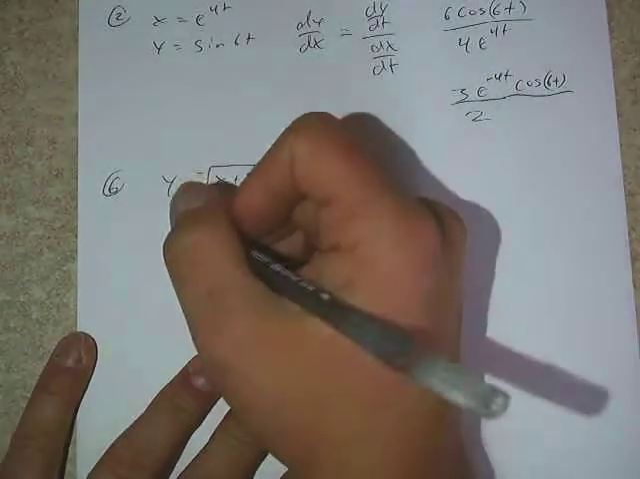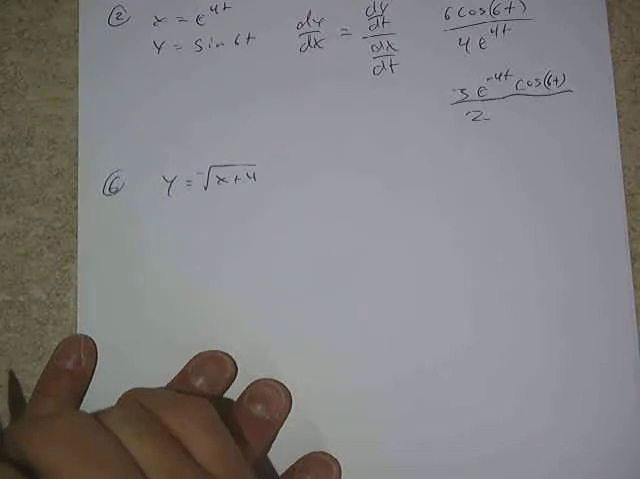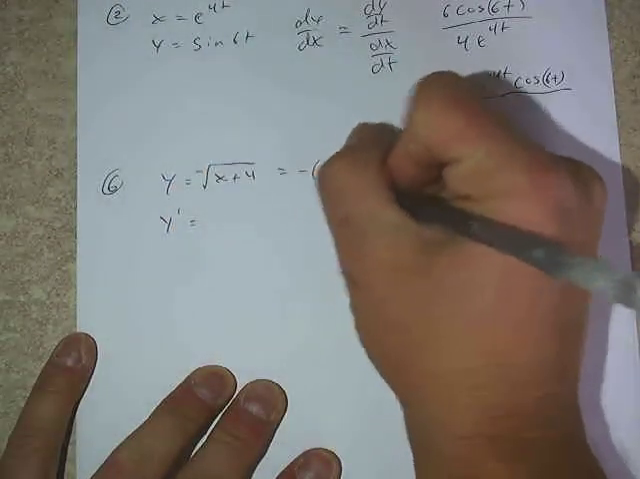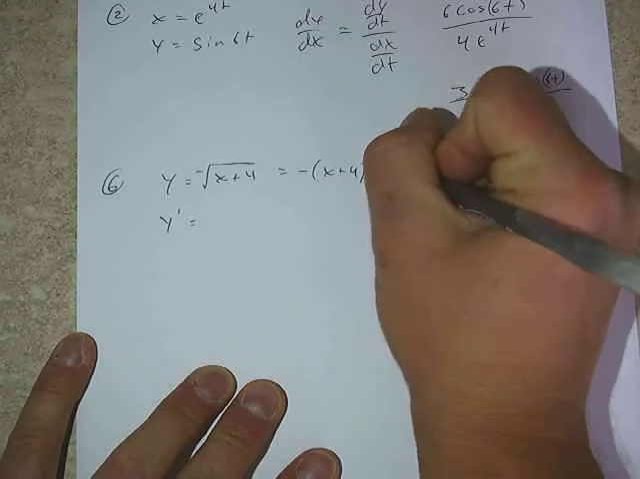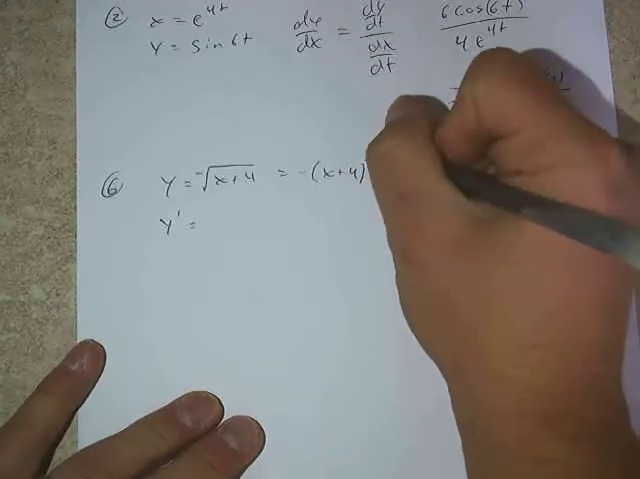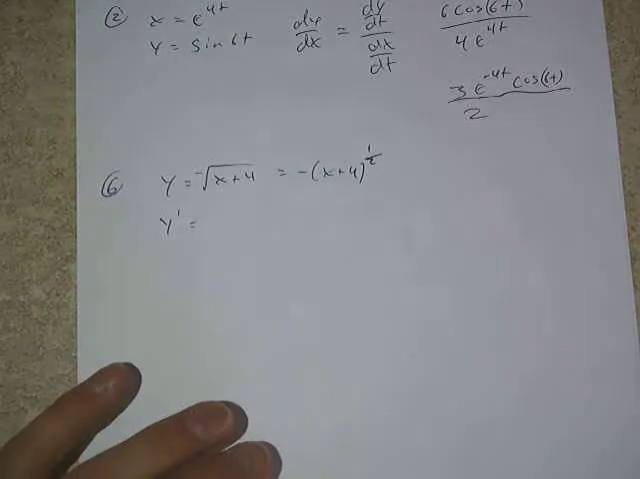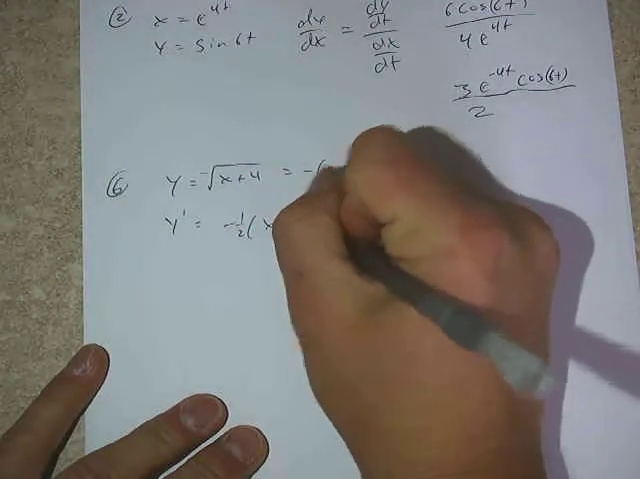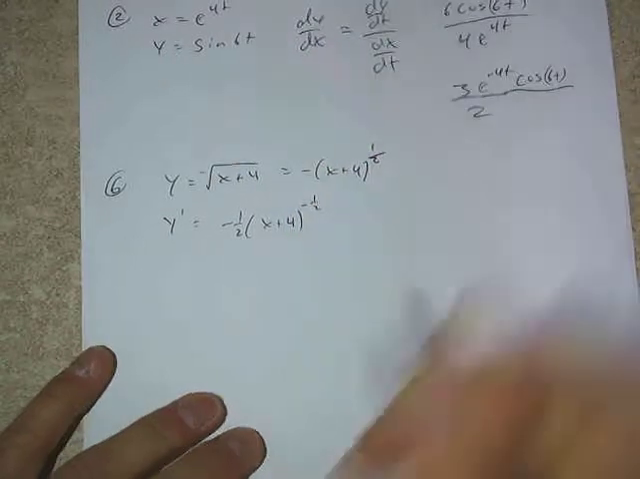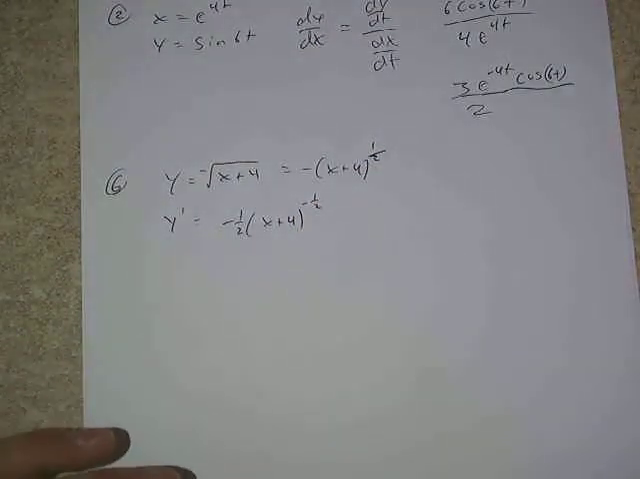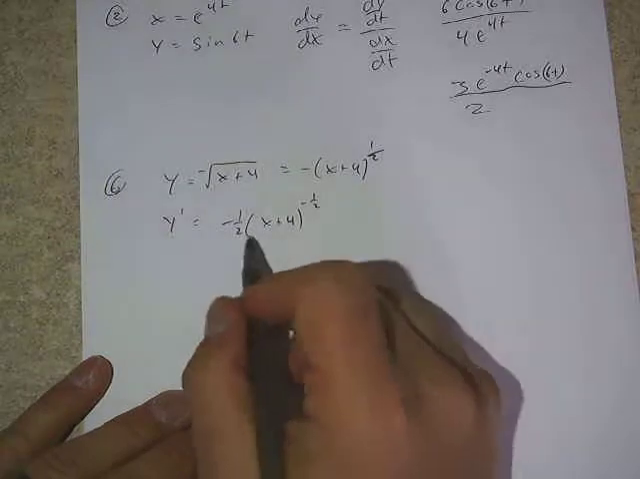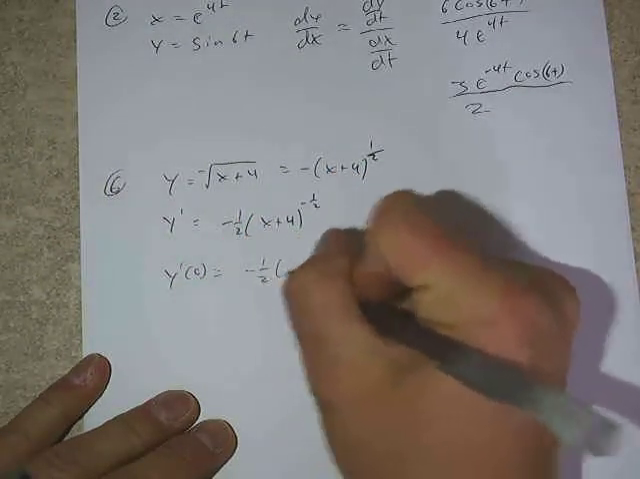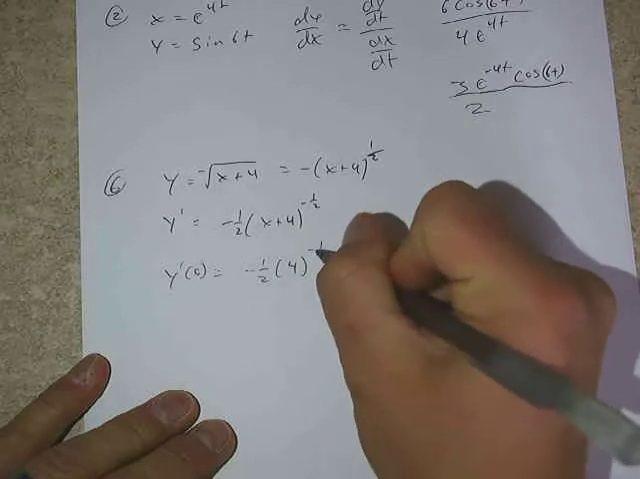On 6, we have the curve square root of negative x plus 4, and it says find the slope of the line that is normal to that curve at the point where x equals 0. So remember, normal lines and tangent lines are perpendicular to each other. So if we find y prime here, and we rewrite this as negative x plus 4 to the 1 half, write it as a power function, we get negative 1 half times x plus 4 to the negative 1 half.